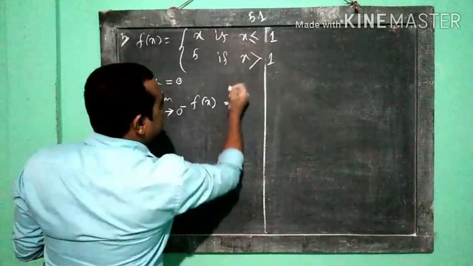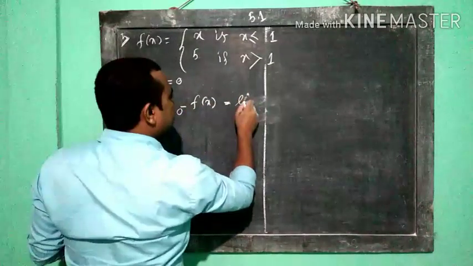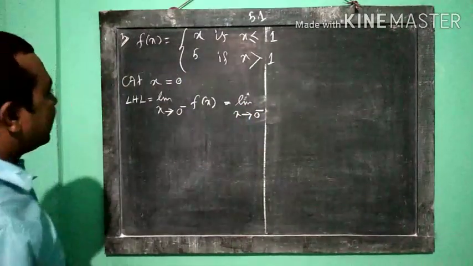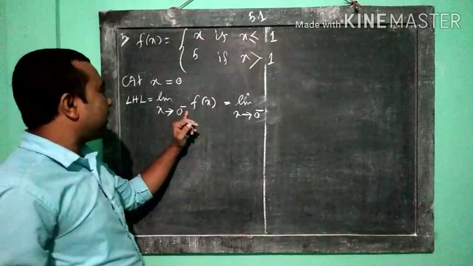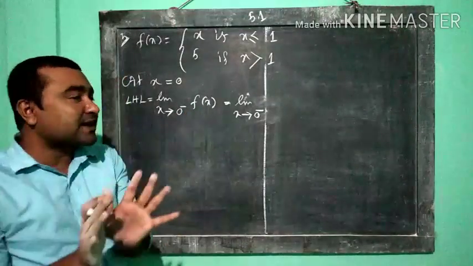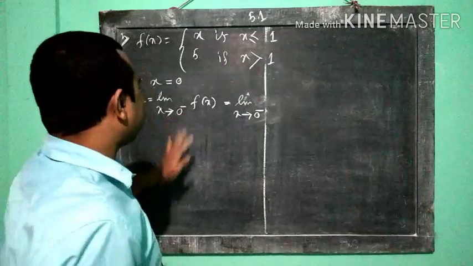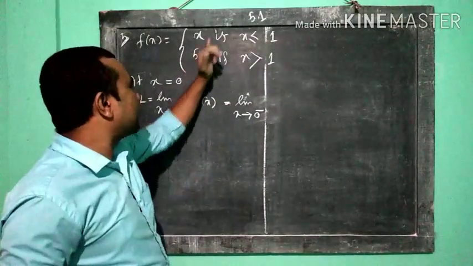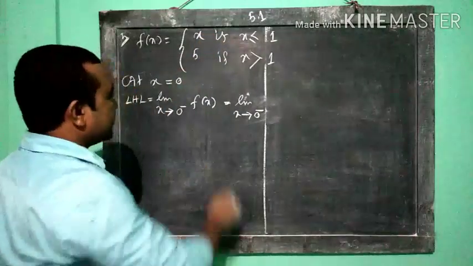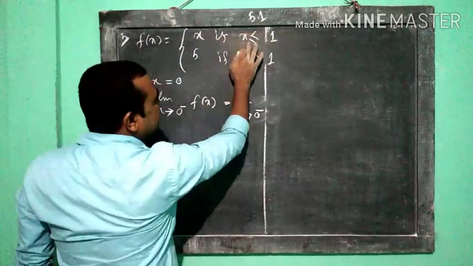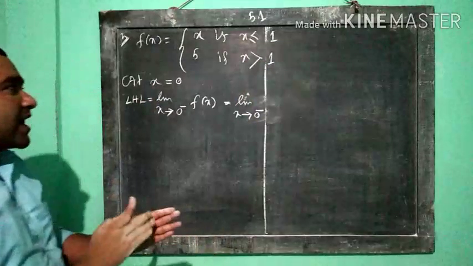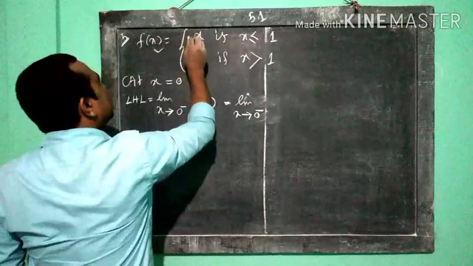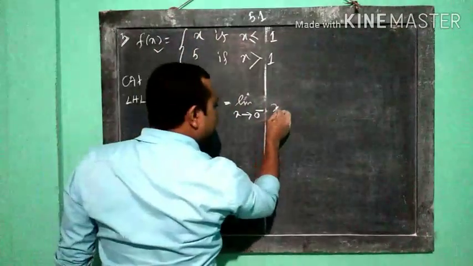You write here limit x tends to 0 negative. So f(x) at 0 negative, that means 0 minus something. It takes the value 0 minus something. So the function is what? This one or this one, 5 or x? The condition is given here, x is less than or equal to 1. If the value of x is less than or equal to 1, then the value of the function is x. So you write here x.